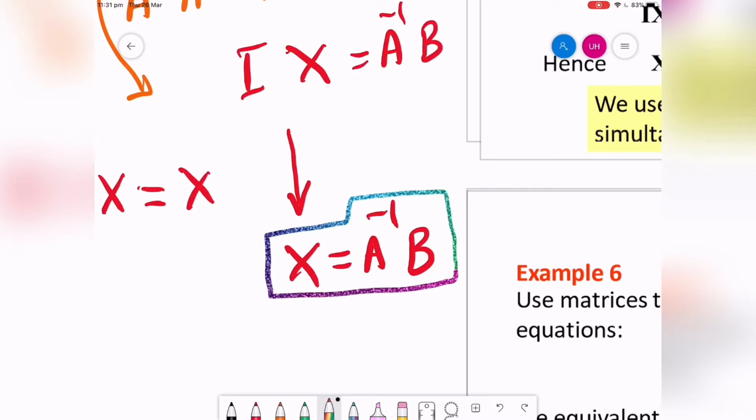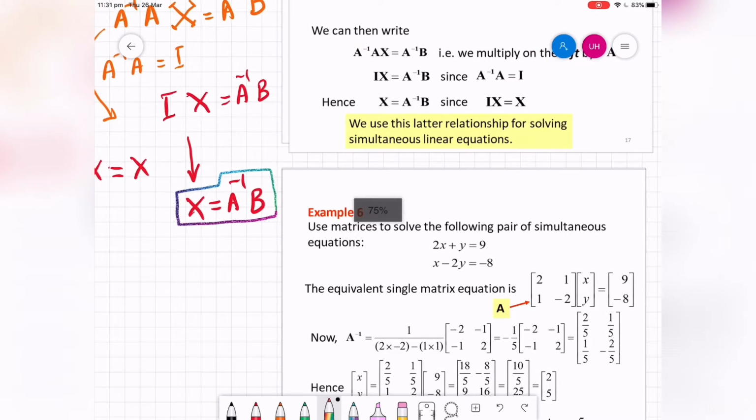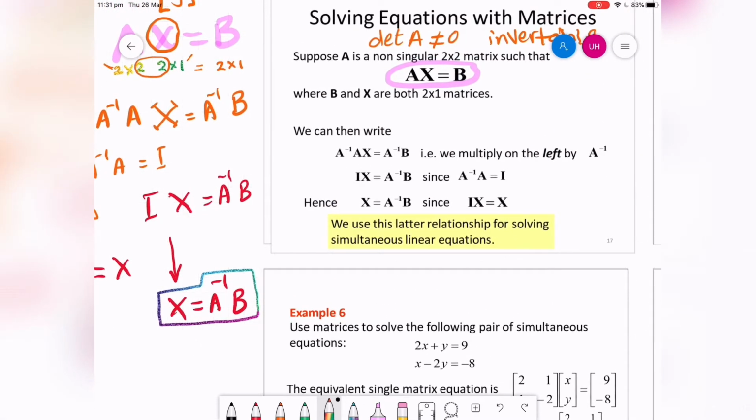There are a few steps we need to do so we will be able to solve the questions. That means find the values of x and y. Right, let's see here. So here I'm just saying that we use this form for solving simultaneous linear equations.